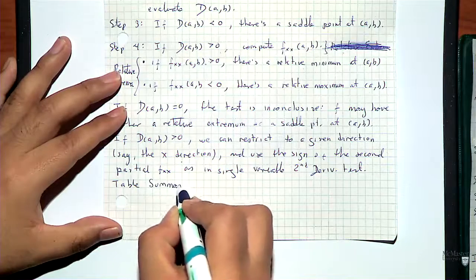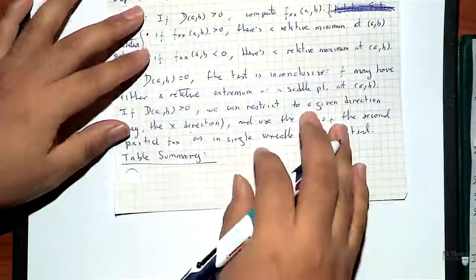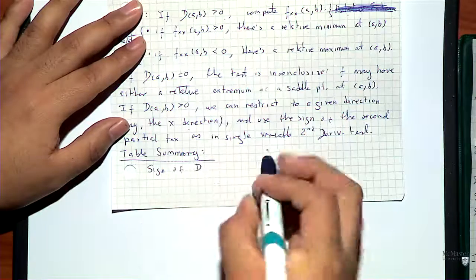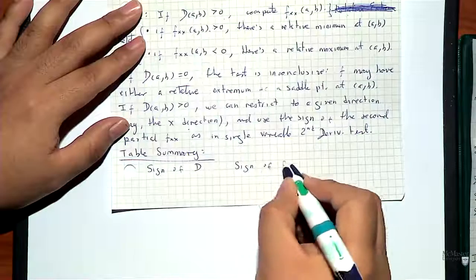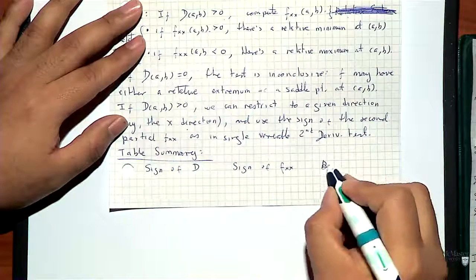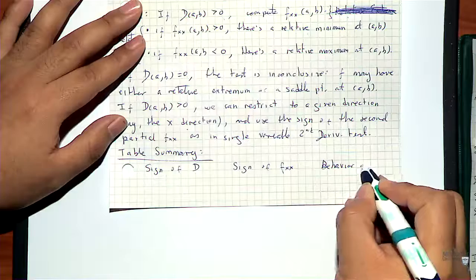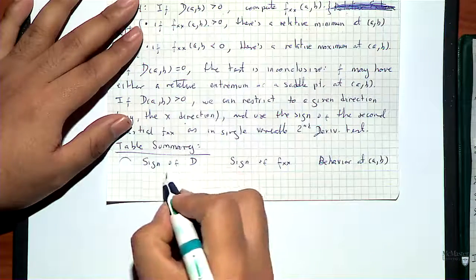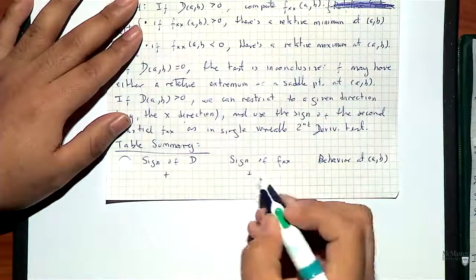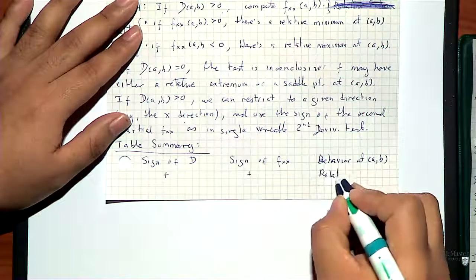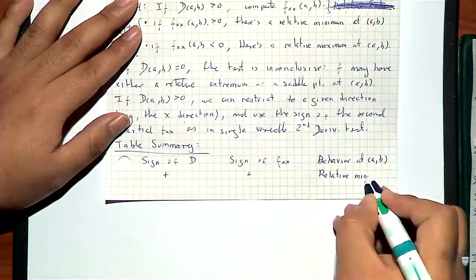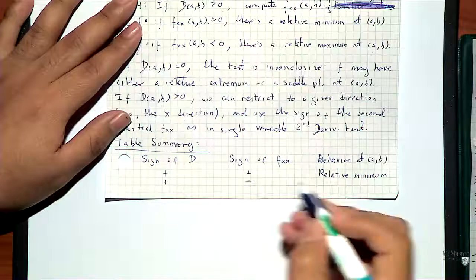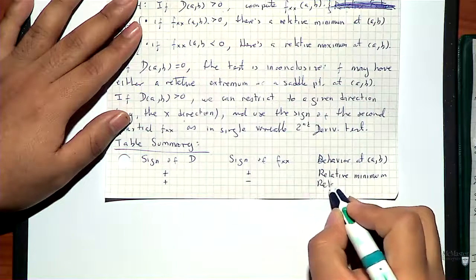There is a summary of the signs that you might be interested in, which is also in the book, to let you quickly verify: you have the sign of D, the sign of f_xx, and then the behavior at the point (a, b). So, when D is positive and f_xx is positive, that means that you have a relative minimum. If D is positive and f_xx is negative, this is a relative maximum.